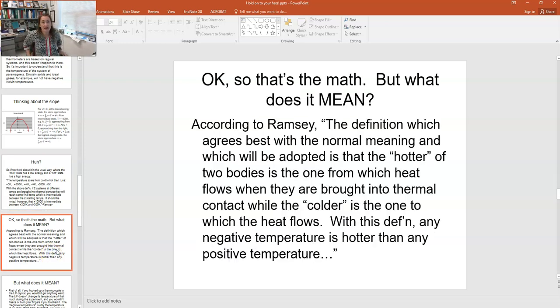So that's the kind of math of the slopes. So what does that mean? Well, according to Ramsey, "the definition which agrees best with the normal meaning and which will be adopted is that the hotter of the two bodies is the one from which heat flows when they're brought into thermal contact, while the colder is the one to which heat flows. And with this definition, any negative temperature is hotter than any positive temperature." In other words, if the spins are anti-parallel to the field, that's a hotter state, and they're going to want to give energy up to a system where the spins are parallel with the field. That's the deal.